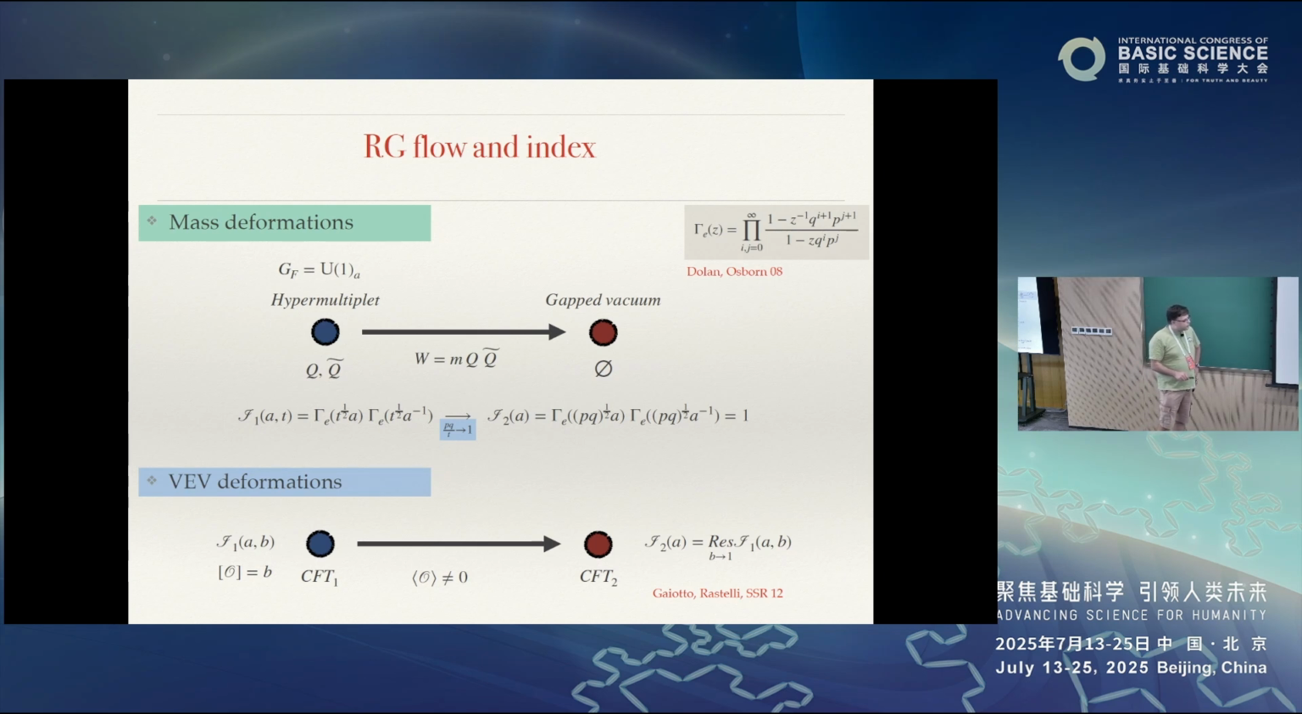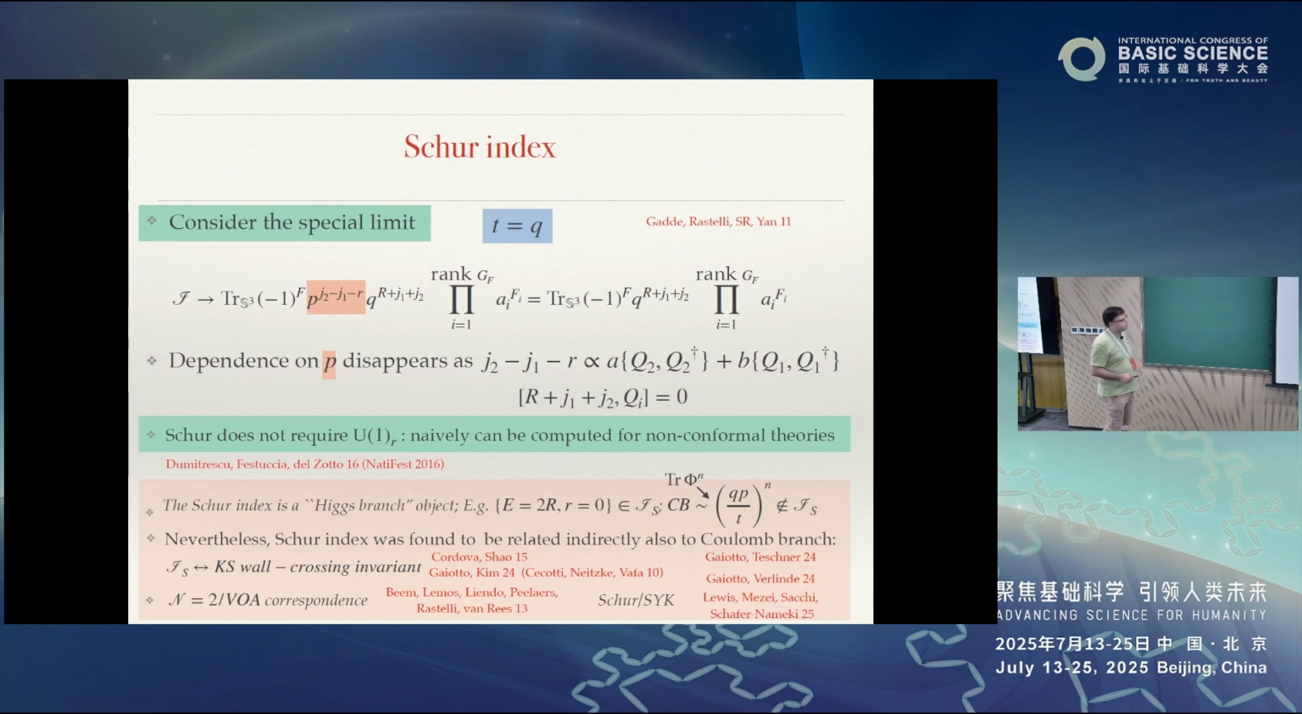And then the prescription to compute the index in the infrared is not just to set B equal to 1. Setting B equal to 1 will lead to a divergence of the index. So what you do, you compute the residue of the index. Okay, so to compute the index of a theory after you do a vacuum expectation value deformation, you have a pole divergence in the index, and you compute the residue of the index. Okay, so these are very well known statements about the supersymmetric index that we will soon use.